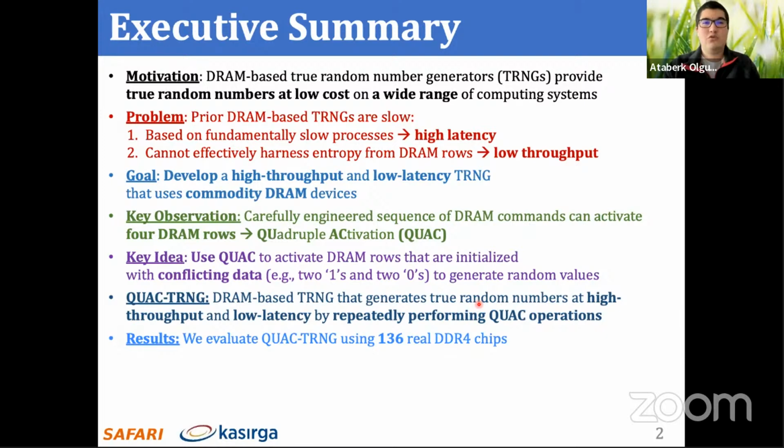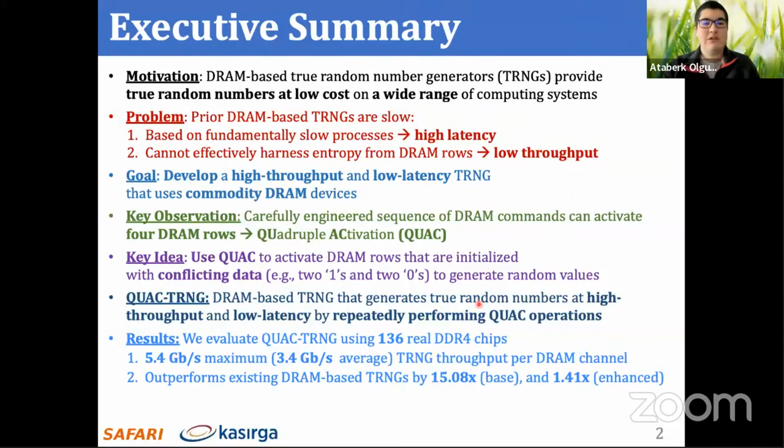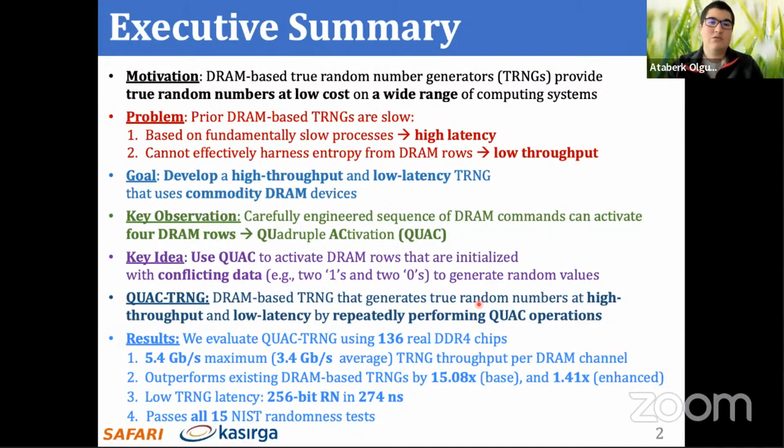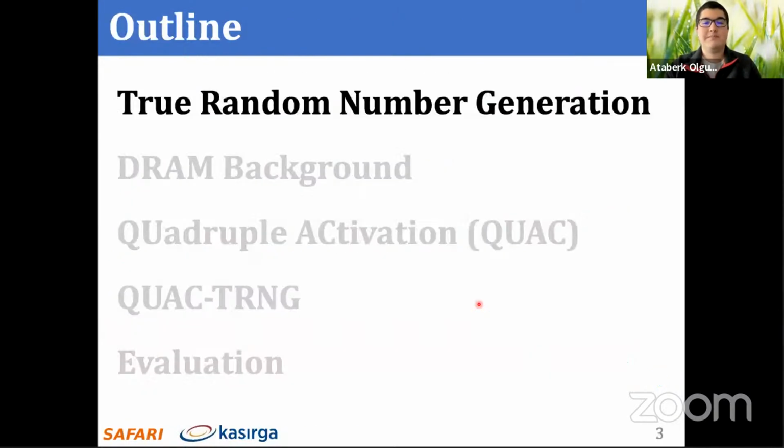We evaluate QUAC-TRNG throughput and quality using 136 real DDR4 chips from 17 DRAM modules. Our results show that QUAC-TRNG can achieve up to 5.4 gigabits per second throughput per DRAM channel, outperforming the state-of-the-art by 15 times for their base and 1.4 times for their throughput optimized configurations. QUAC-TRNG generates true random numbers with very low latency. Finally, we use standard randomness tests developed by the National Institute of Standards and Technology to measure the quality of QUAC-TRNG, and we show that QUAC-TRNG is a high-quality true random number generator.